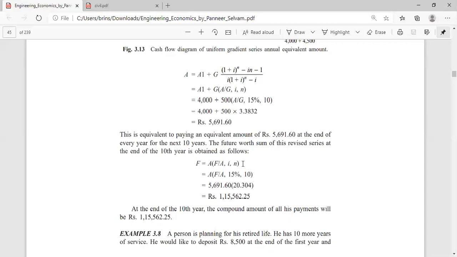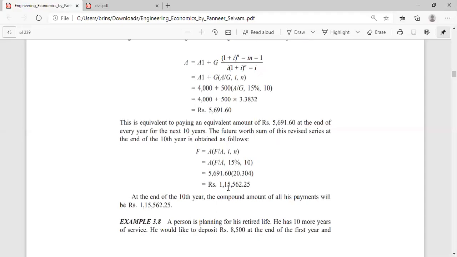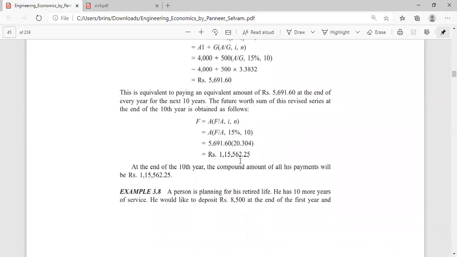This factor is your equal payment series compound amount factor. I hope you remember F by A, comma I, comma N. If you don't, then please search the previous class notes. Substitute the formula, and you can get the value, and thereby you will get the amount at the end of the 10th year, compounded annually, of all its payments.